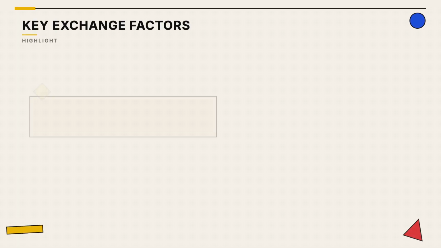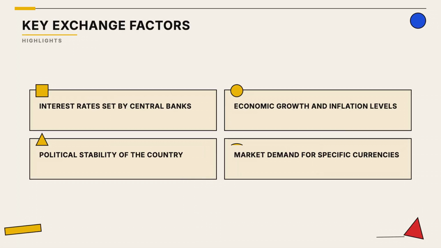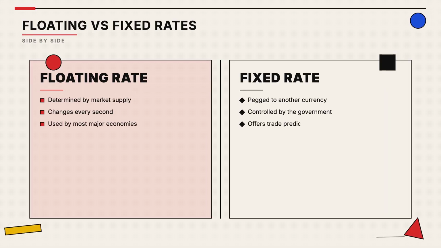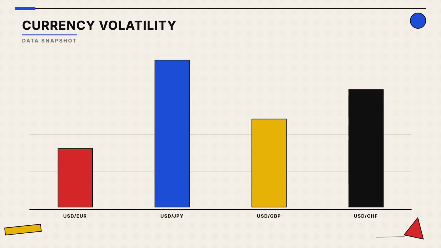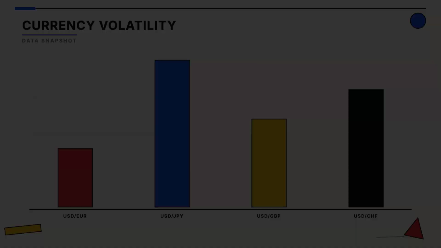day. Exchange rates are not random. They fluctuate based on economic health, interest rates, and global investor confidence. Most countries allow their currency to float freely, but some governments choose to peg their value to another currency. Some currency pairs are more stable than others. This volatility impacts everything from travel costs to international business profits.